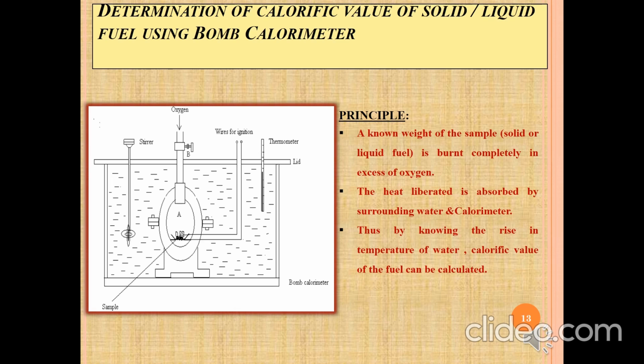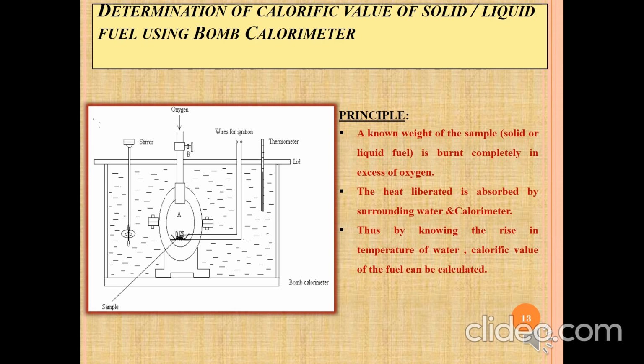Oxygen is pumped at a pressure of 25 to 30 atmospheric pressure inside the bomb calorimeter through the inlet valve. So the control of oxygen can be done with the help of this kind of arrangement. A known mass of the fuel in the form of a pellet is taken in a platinum crucible, which is placed inside the bomb calorimeter. So this fuel can be ignited with the help of the external wire.